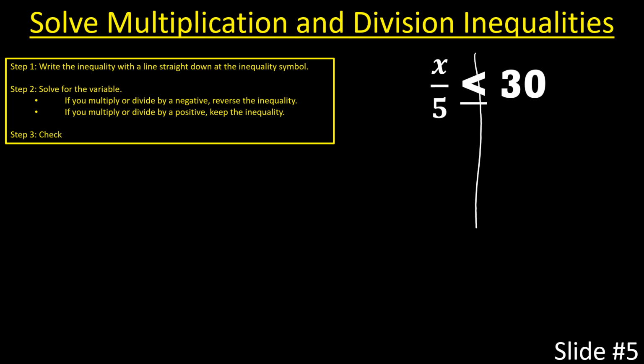Our last example, we multiplied both sides times 5, cancel out our 5's, x and 150. Since we did not multiply by a negative, we keep the symbol in the same direction.